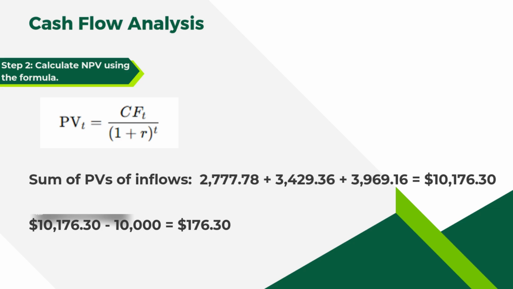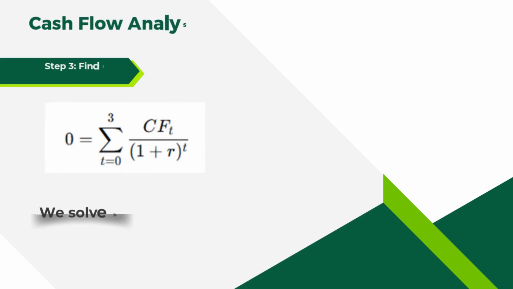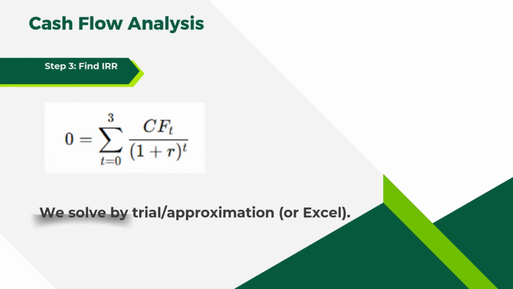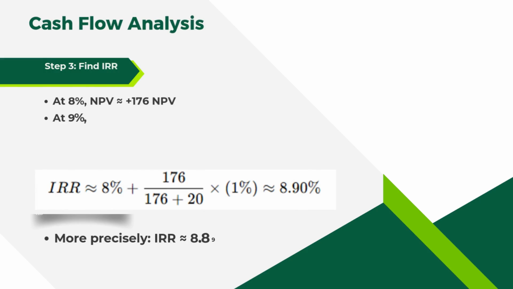NPV equals $176.30. Step 3, IRR: make NPV equal 0. We use the IRR formula. We solve by trial and approximation or Excel. At 8%, NPV is approximately plus 176. At 9%, NPV is approximately minus 20.